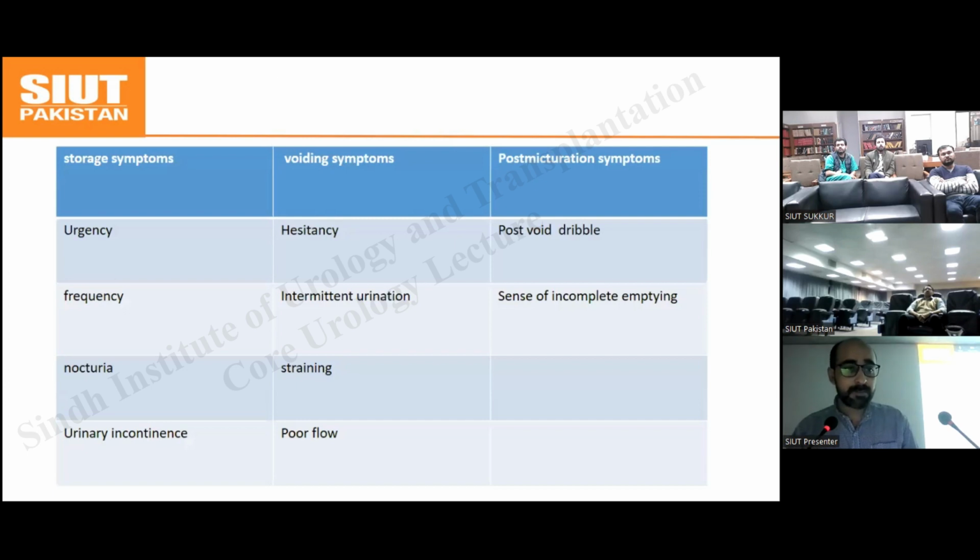The storage symptoms are urgency, frequency, nocturia, and urinary incontinence. Voiding symptoms are hesitancy, intermittent urination, straining, and poor flow. Post-micturition symptoms are post-void dribbling and sense of incomplete bladder emptying.